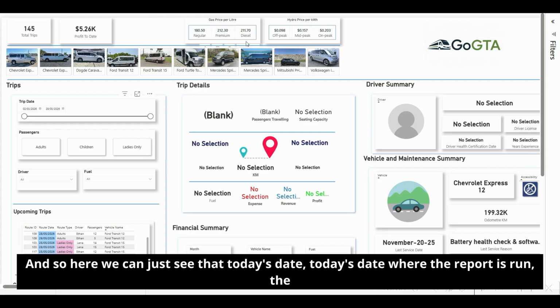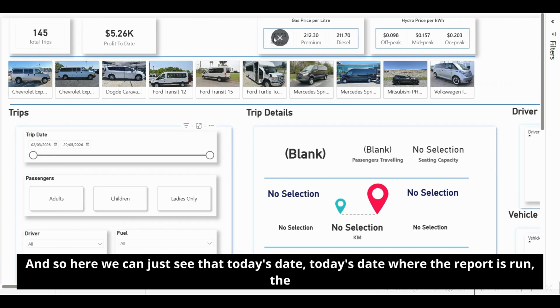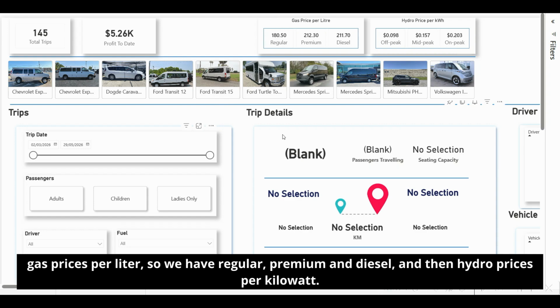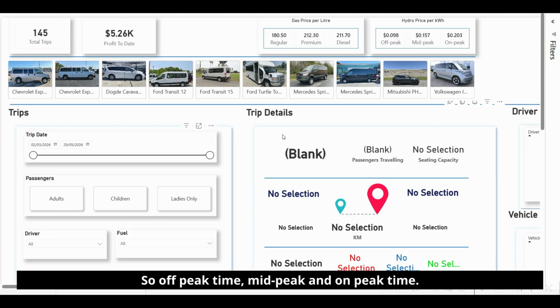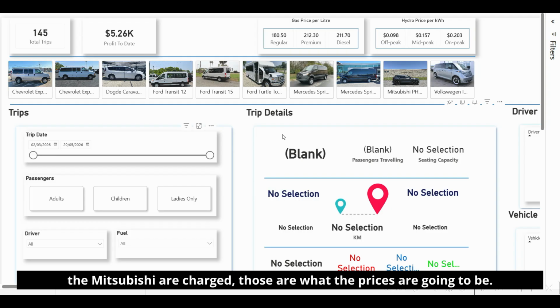Okay? And so here we can just see today's date where the report is run, the gas prices per liter. So we have regular, premium, and diesel, and then hydro prices per kilowatt. So off-peak time, mid-peak, and on-peak time. So really depending on when that electric car, in this case it's the Volkswagen and the Mitsubishi, are charged, those are what the prices are going to be.